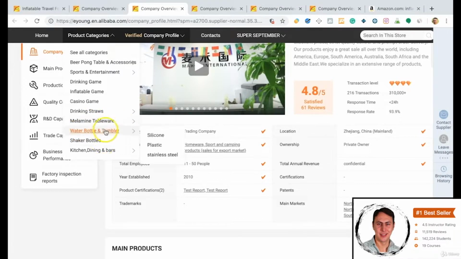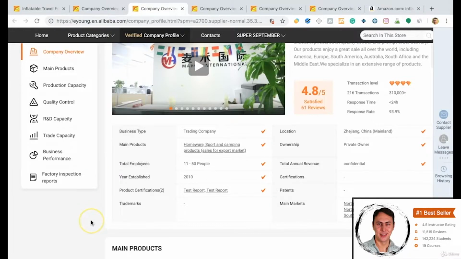When you have a look at the main product section, you can see that their main products are homeware, sports and camping products. This is not the type of supplier that we should choose to work with. This is a trade company, so it might be a little problem for us, and their main category is not the same as ours in selling plenty of products. We are searching for a company which can reply to our questions and which can research our product, so this company seems like not the company which can do what we ask for.